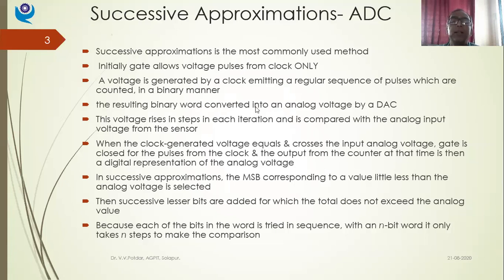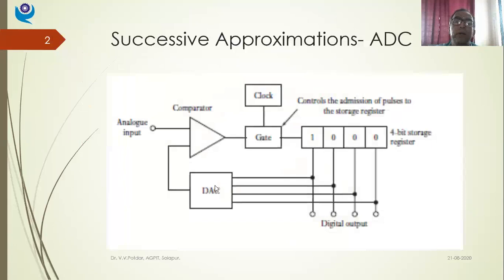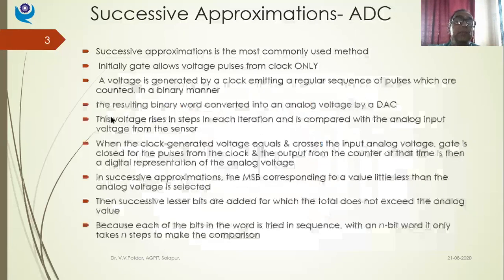The resulting binary word is converted into an analog voltage by a D2A converter. Refer back to the sketch. This resulting binary word is given to a D2A converter, so this binary number is converted into an analog signal.